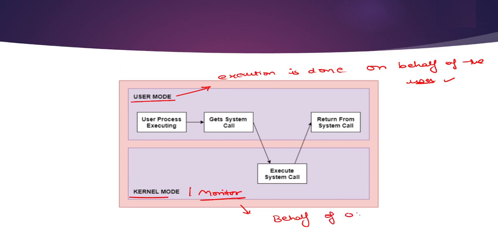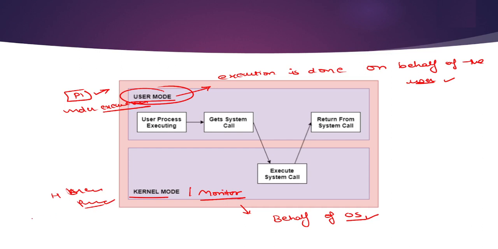On behalf of the operating system, all tasks are done here, right? So when the process is under execution, it executes in user mode. But when the process requires some operating system resources, let's say this is our process P1. When process P1 is under execution, it is here in the user mode. But when the process requires some operating system resources, such as memory or fast processing, to complete the task, the process makes a system call with the help of kernel mode.